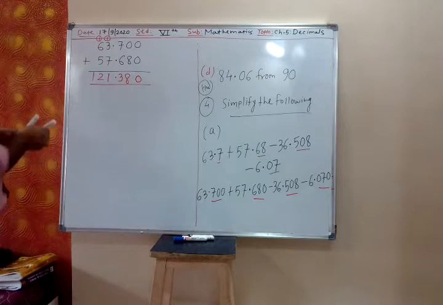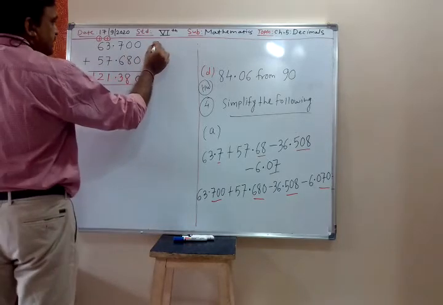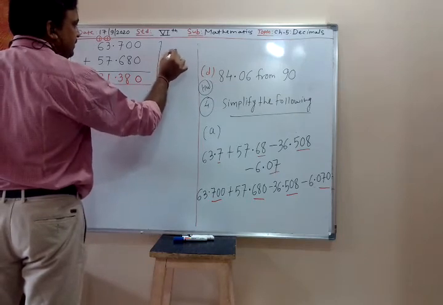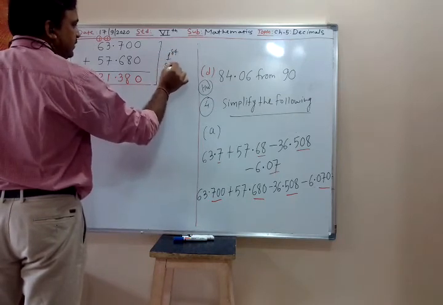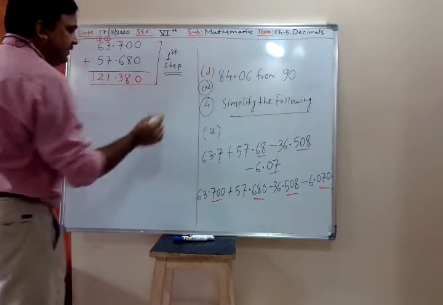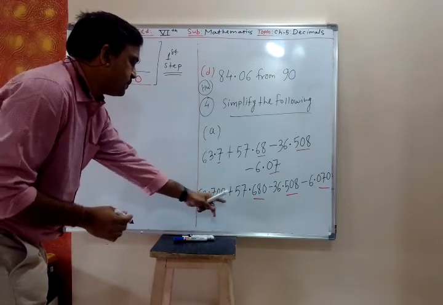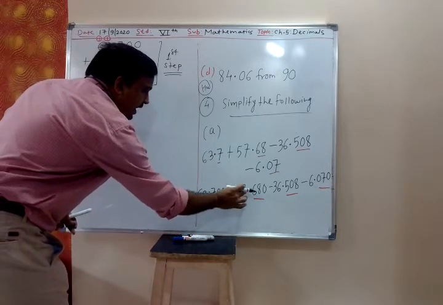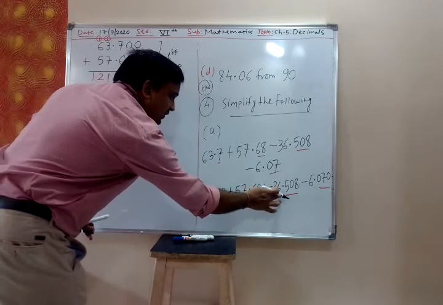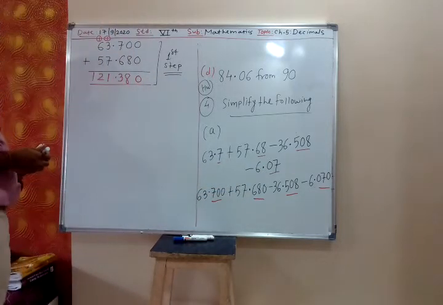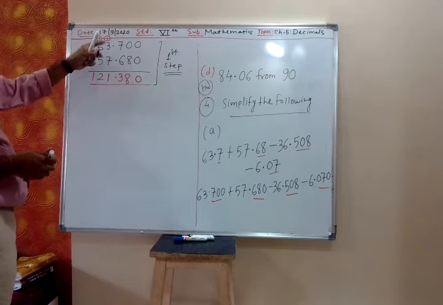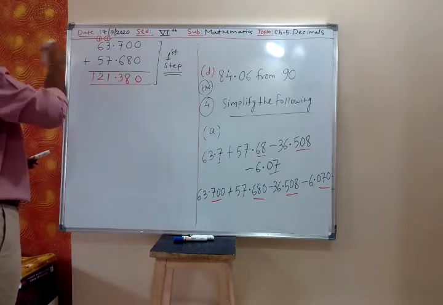Is it clear? Now, this is my first step. This we write first step. So in first step, I have simplified these two. Now whatever is total of these two, from that total I have to subtract 63.700. 1 was carried further, no?